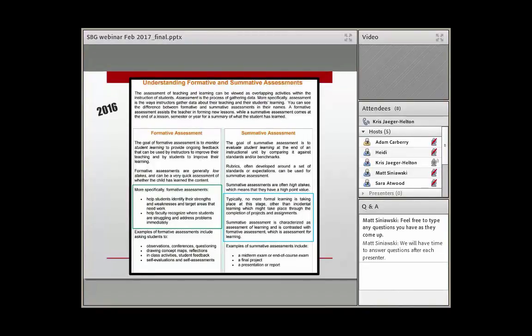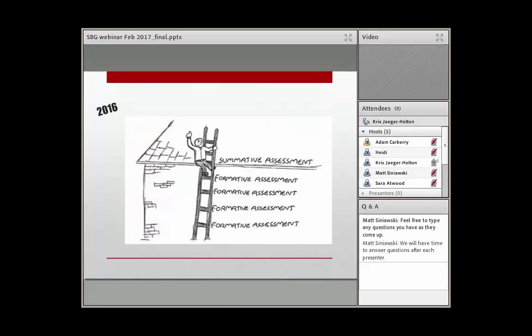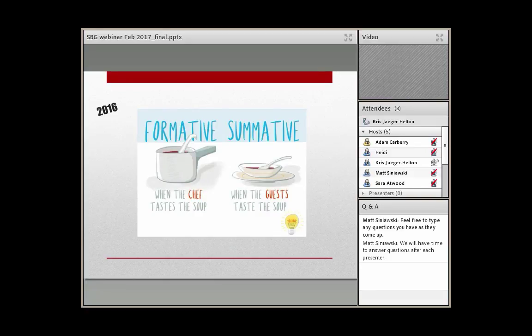And we look over here at summative. Very little formal learning is taking place when summative feedback is happening. Like I mentioned, end of project, quizzes and exams, more so exams. And it's characterized as an assessment of learning. And I like the way it says it's contrasted with formative assessment, which is assessment for learning. Something simple like this just gives them an idea of showing that there's progress happening, and summative assessment happens when, hopefully, a goal is reached.